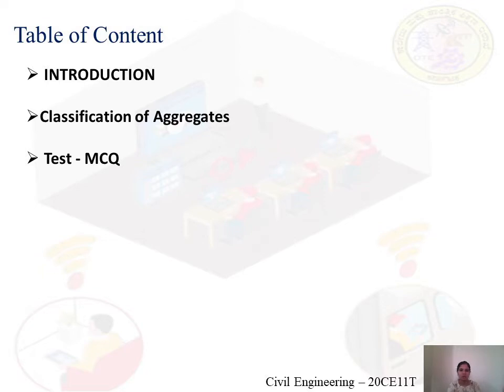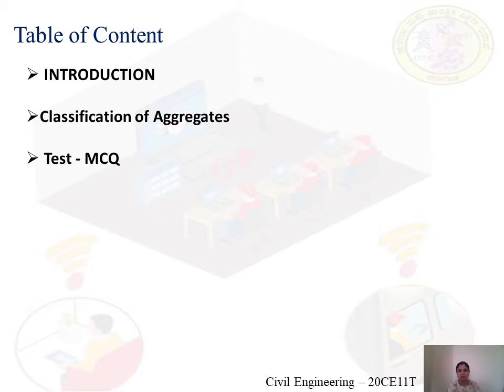You might have all heard about this concrete. What is concrete? Concrete is a composite material wherein a binding material, that is cement, when mixed with water binds the inert particles of fine and coarse aggregates. This is the definition of concrete. So there are three major constituents of concrete: binding material, which is known as cement, then the second one is water, and the third constituent is aggregates.